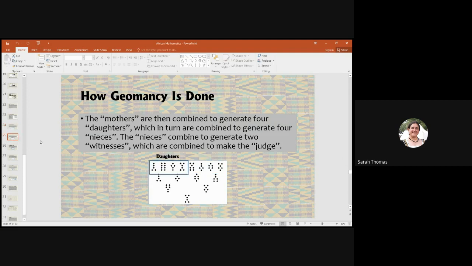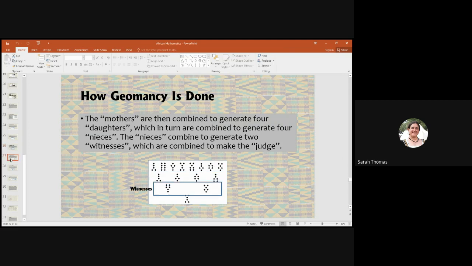Okay, so those are the daughters. You generate the daughters using the mothers. And then you pairwise add daughters and mothers to get the nieces. So when you add this one on the left to the next one next to it, you get this one, that's the niece. You add these 2 together, you get that niece. You add these 2 mothers together, you get that niece. You add these 2 mothers together, you get that niece. So then you get the nieces.